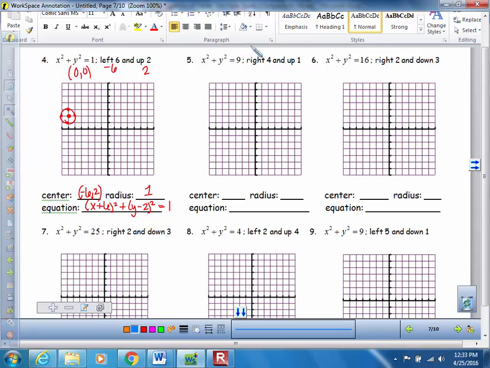So in 5, they want us to go right 4, so that's a positive 4, and up 1. My original center is at 0, 0, so starting from the origin, we're going right 4 and up 1. My radius is what? 3. So from there, I'm going to go out 3 in each direction. And draw your circle. Oh my gosh, that was terrible.